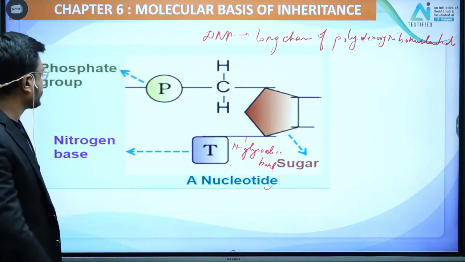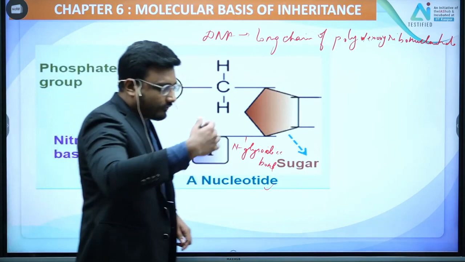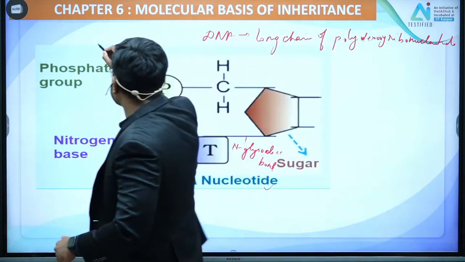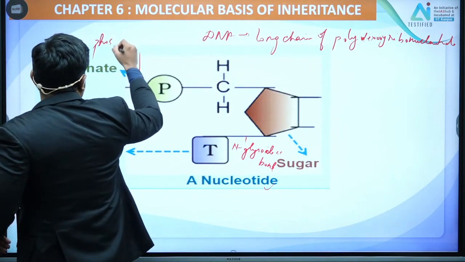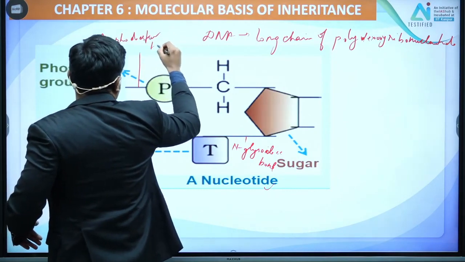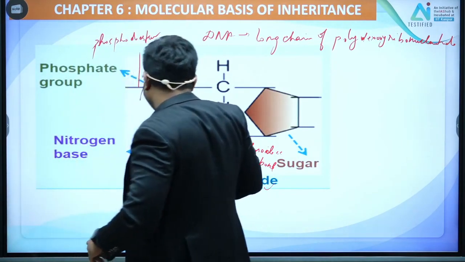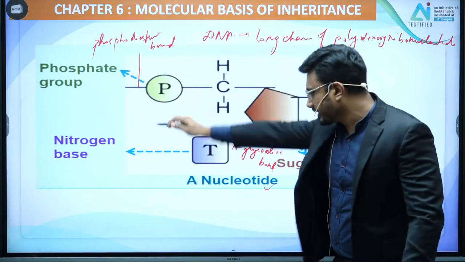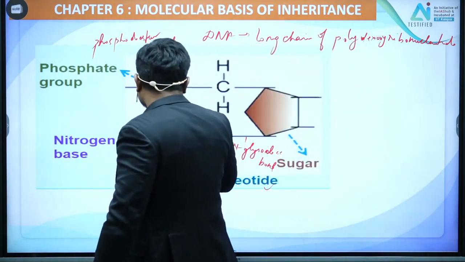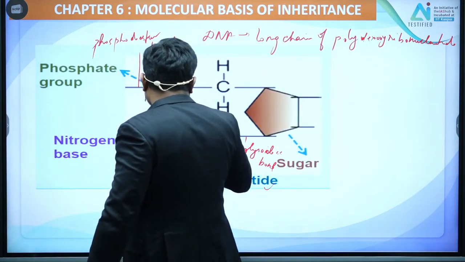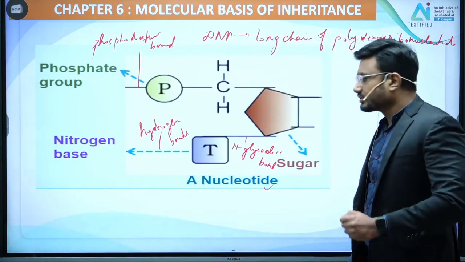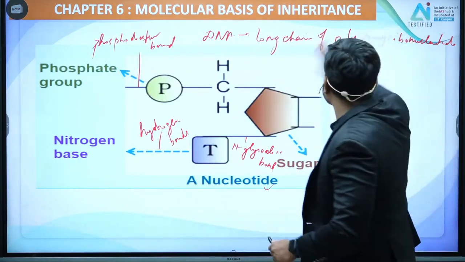The phosphate group is connected with the phosphate group of the next nucleotide with the help of the bond that is known as the phosphodiester bond. This base is connected with the base of the opposite nucleotide with the help of hydrogen bonds. These bonds are very important, as questions can come from this. So now let us move ahead to the next concept.